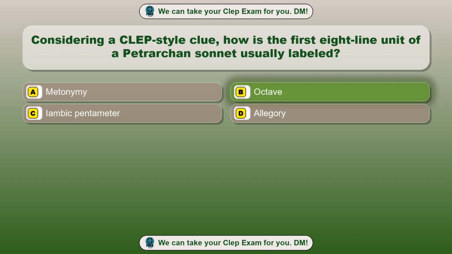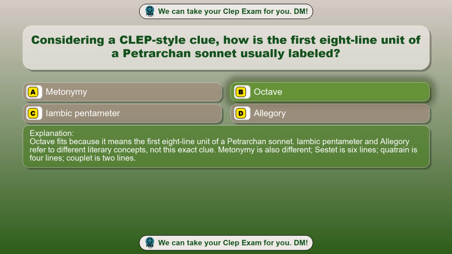Octave. Octave fits because it means the first 8-line unit of a Petrarchan sonnet. Iambic pentameter and allegory refer to different literary concepts, not this exact clue. Metonymy is also different.